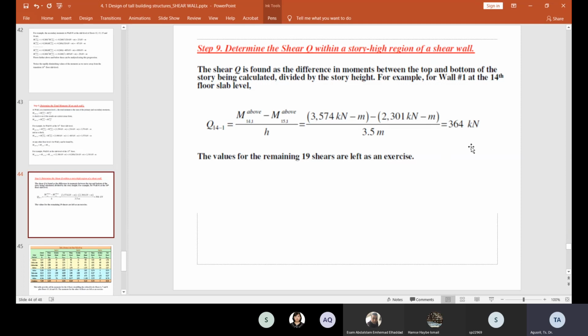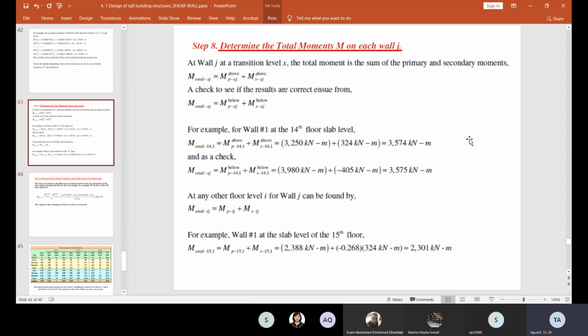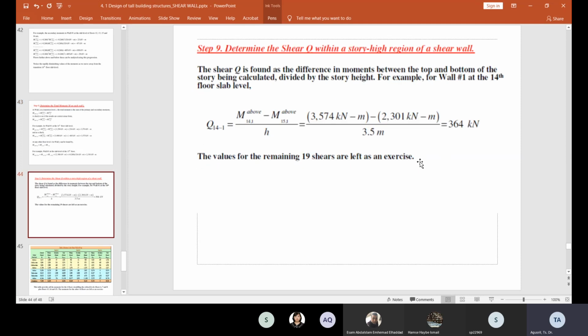So later when you design this wall for level 14, you need to design the reinforcement bar to cater for this value, 3574 kilonewton meter, and also need to design the shear link, the stirrup for the wall, by using this value, 364 kilonewton.